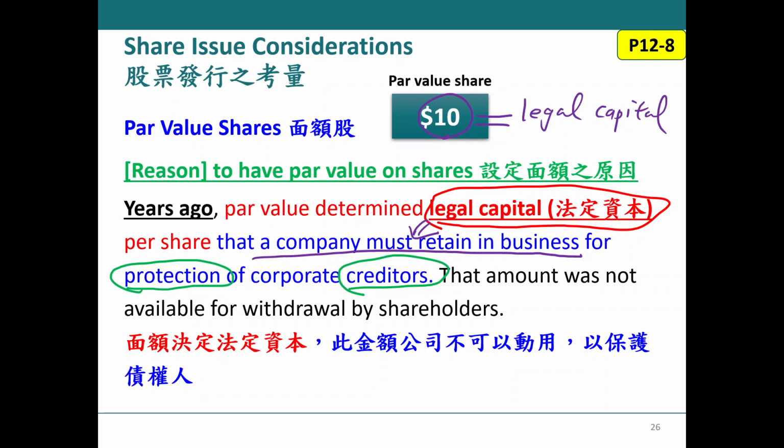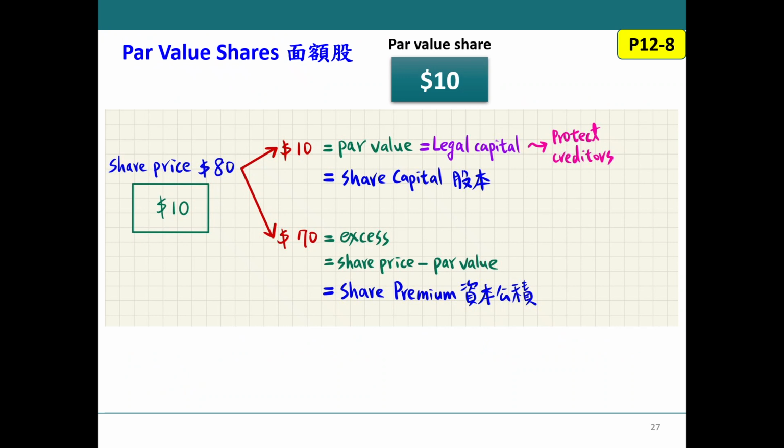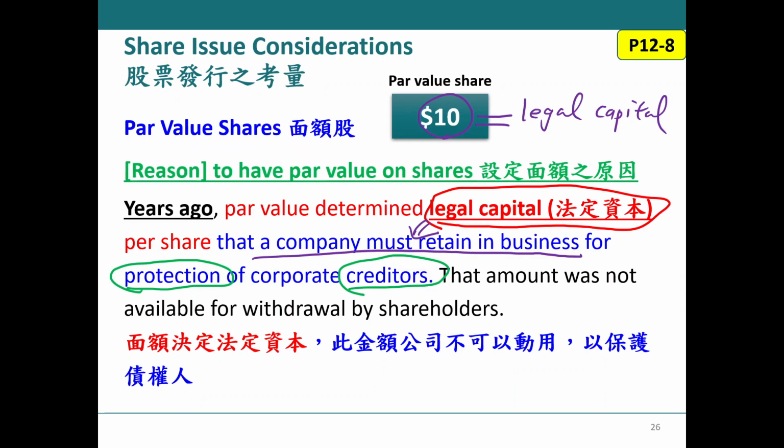But always, when one thing has two numbers, you get confused, right? Like a contractual interest rate, 票面利率, and a market interest rate, 市场利率. When one thing has two numbers, you always get confused. So again, par value will make you confused, because par value is not share price. Remember that. Par value is not share price.